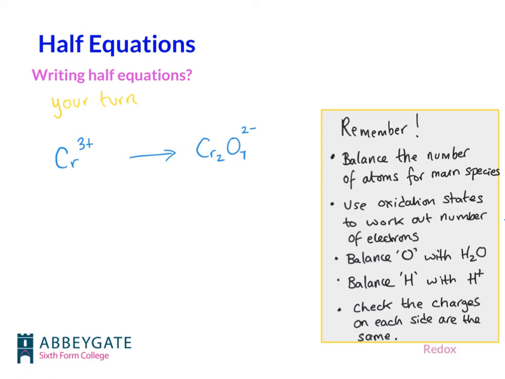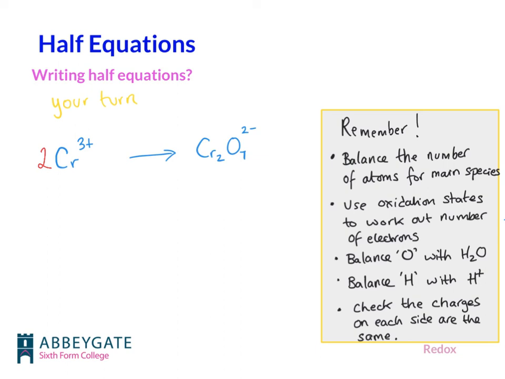Okay, so you should have had time to press pause and have a go at doing this. So let's have a go and see if we can work it out. So first step, we're going to balance the number of atoms for the main species. So I've got 1 chromium atom on the left-hand side, but I've got 2 chromium atoms on the right. So I'm going to need to put a big 2 in front of the Cr3+.